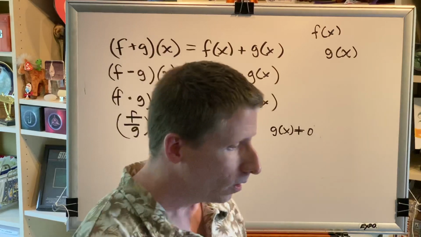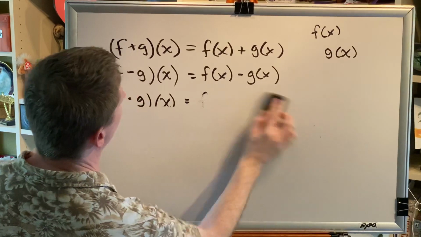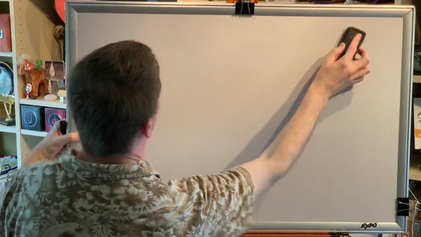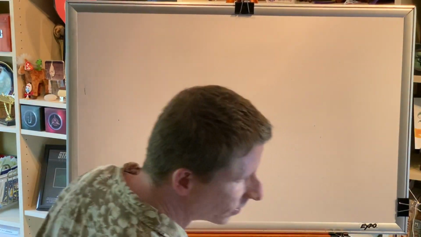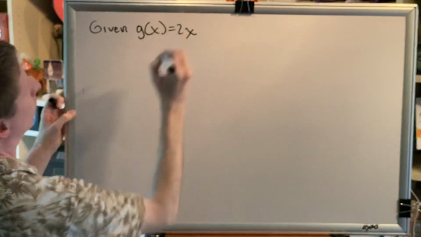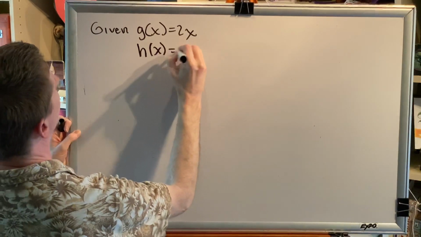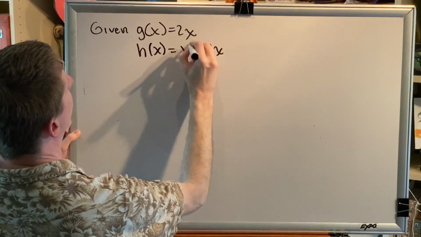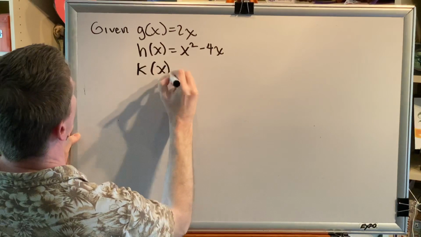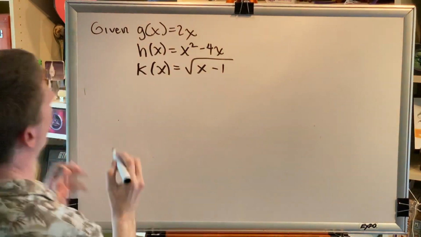Let's look at an example. Page 133 of your learning workbook. Given g of x equals 2x, h of x equals x squared minus 4x, k of x equals the square root of the difference x minus 1. Part A, find g minus h of x.